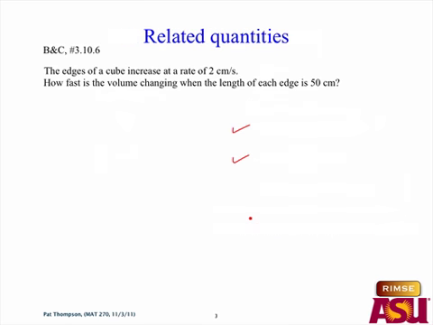Okay, so here's a problem from the textbook. The edges of a cube increase at a rate of 2 centimeters per second. How fast is the volume changing when the length of each edge is 50?